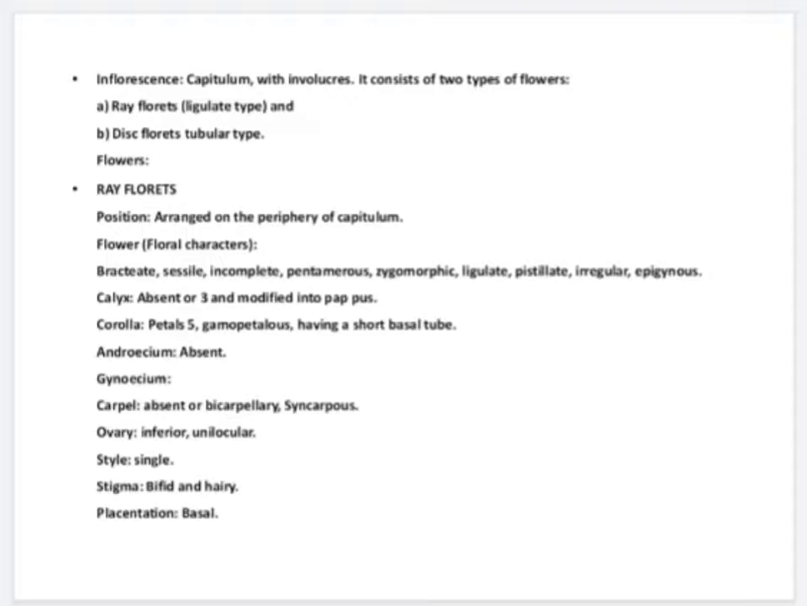Now disc florets. Disc florets are arranged in the central part of the capitulum. Floral characters of disc florets are as follows: bracteate, sessile, complete as compared to ray florets, tubular, actinomorphic, pentamerous, bisexual and epigynous condition. Calyx is reduced and modified into 2 to 3 scales called pappus.